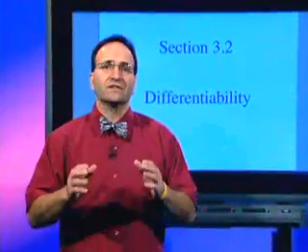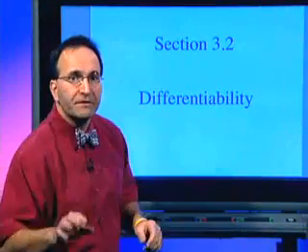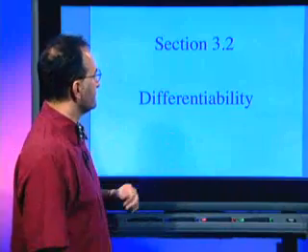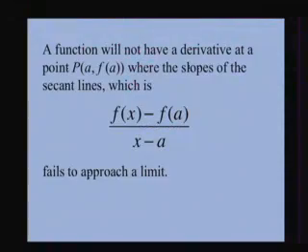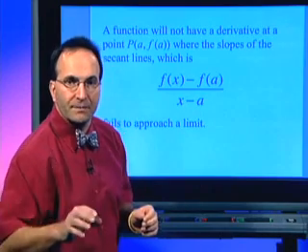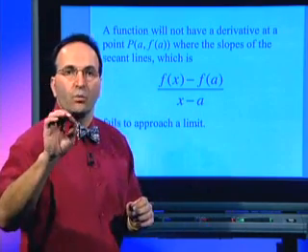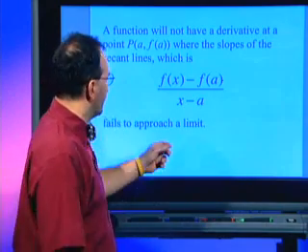Let's start by establishing when a derivative may fail to exist. A function will not have a derivative at the point P, which is (a, f(a)), where the slope of the secant lines fails to exist. And so (f(x) minus f(a)) over (x minus a) fails to approach a limit. Let's look at some examples of where they fail to exist.